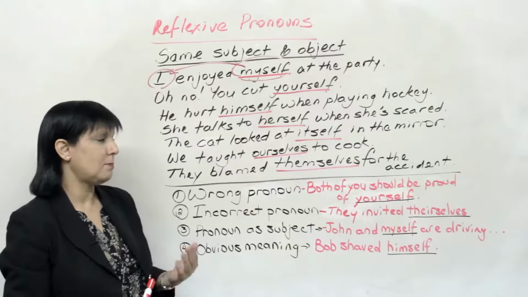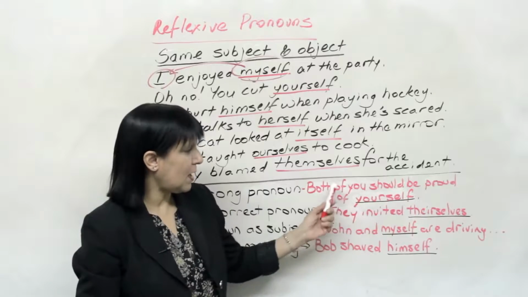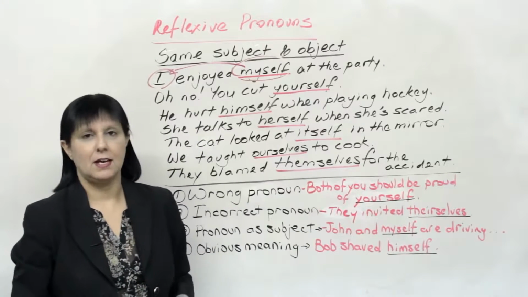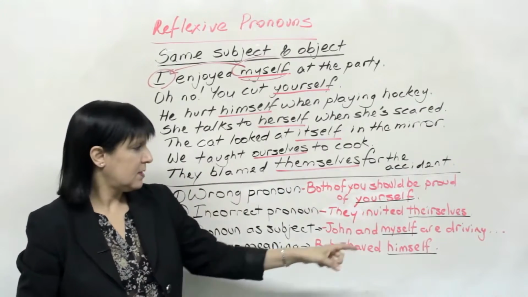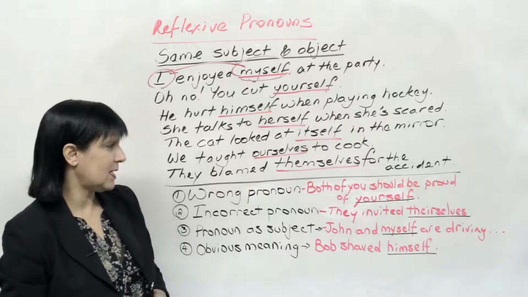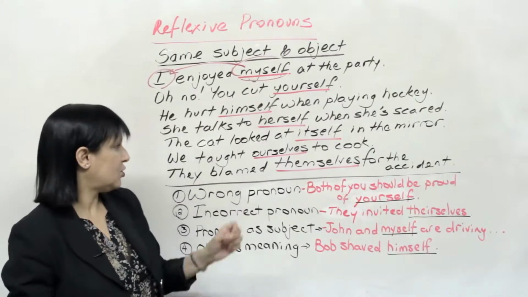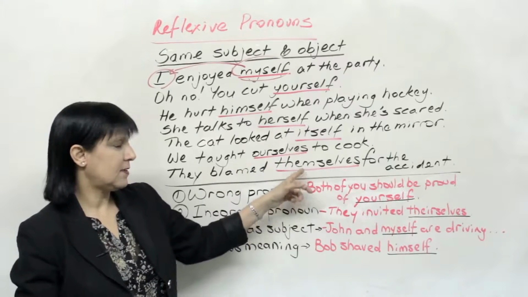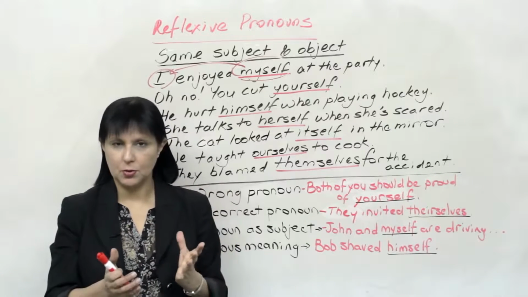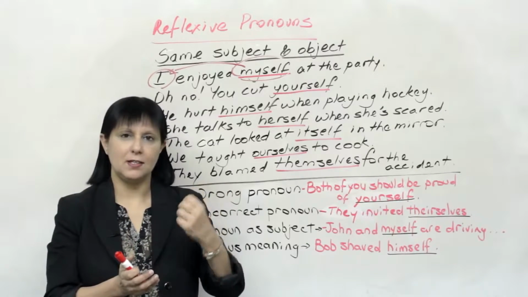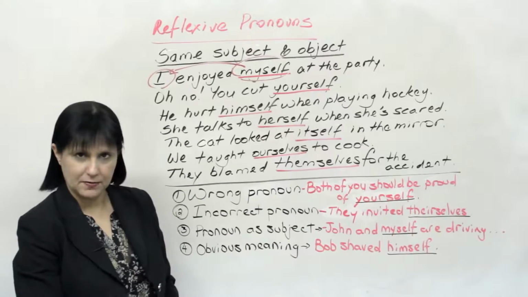Sometimes people use the wrong pronoun. For example, both of you should be proud of yourself. Now, that's a mistake, right? Because both of you is plural, so we shouldn't be saying yourself. We should be saying yourselves. Okay? Just like here we have ourselves, themselves. The same way with you, which is a plural you, more than one person, we say you and yourselves. Both of you should be proud of yourselves.